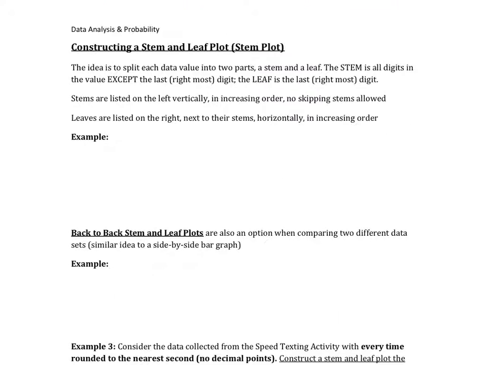So if we move on here, on the next page, doing a stem and leaf plot. Sometimes they're also just called stem plots. The idea here is to split each data value into 2 parts, a stem and a leaf, hence the name, stem and leaf plot. The stem, so we have the data value of like 363. The stem is all of the digits in the value except the last one, so in this case 36 would be the stem. Then whatever the last digit is, or the rightmost digit, that would be the leaf.